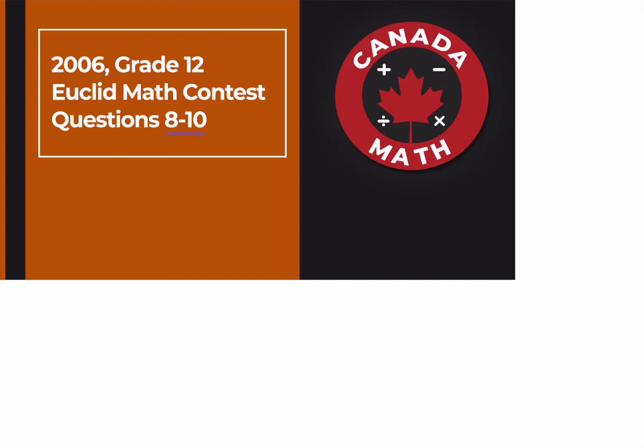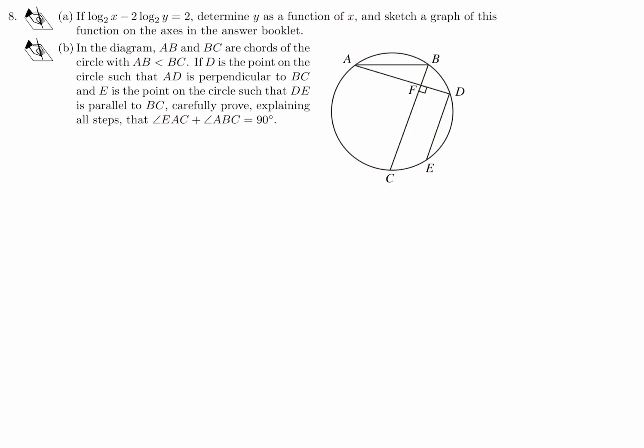Questions 8 through 10 on the 2006 grade 12 Euclid math contest. If the log of x to the base 2 minus 2 times log of y to the base 2 is equal to 2, determine y as a function of x and sketch a graph of this function on the axes provided in the answer booklet.